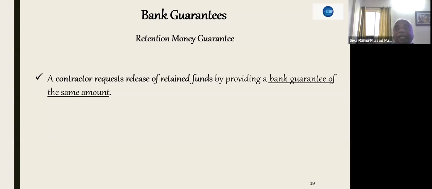But if at all guarantees crossed the boundaries of the country, then it is called letter of credit. Once it is crossed the boundaries of the country, then it is called letter of credit. Then it is called a letter of credit. But a letter of credit is governed under UCPDC 600 brochure, Uniform Customs and Practices for Documentary Credit. 600 brochure, that is the latest version of that letter of credit.